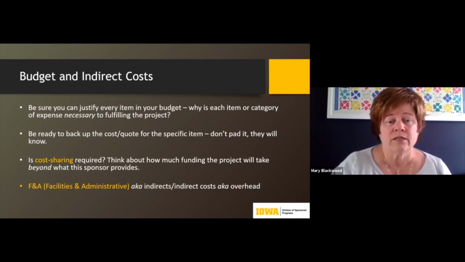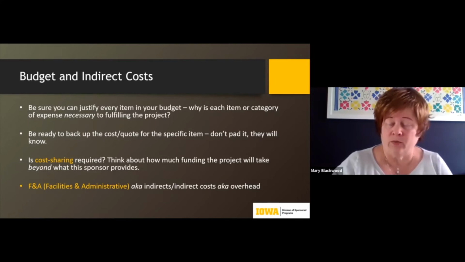The other thing I was saying in this is don't pad your budget. They're going to know. Put down the expenses or the costs you need to make your project happen. And also be ready to justify absolutely everything.